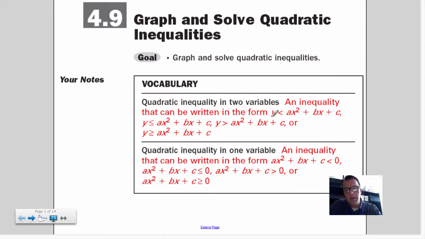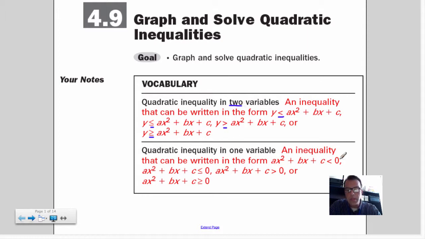First one is a quadratic inequality in two variables. So notice that we've got the variable y and the variable x, and we'll go through four different cases, right? We've got less than, less than and equal to, greater than, and greater than and equal to. So the four different inequalities for a quadratic function, right? You notice x squared, this is standard form quadratic function, and we're dealing with variables x and y. That's why it's an inequality in two variables.